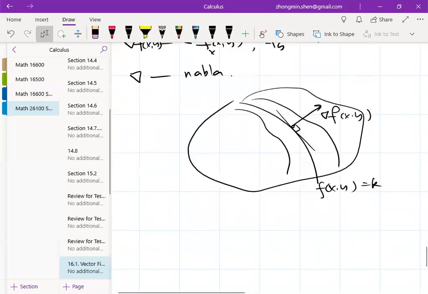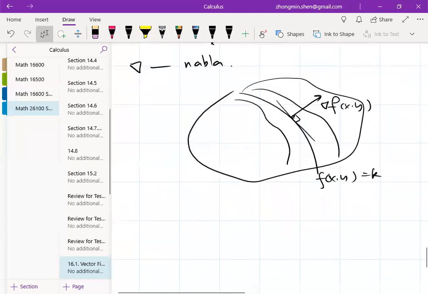Now, actually, at every point there is a gradient vector field, okay? You can find it based on the height function. If the gradient is longer, it means the height changes quickly when you're going down the hill, okay?